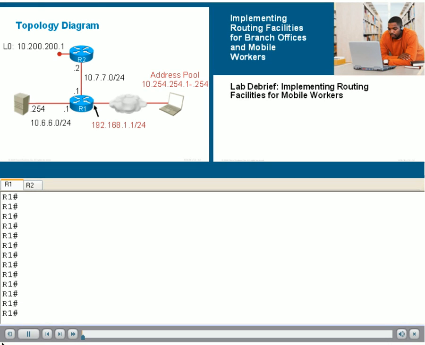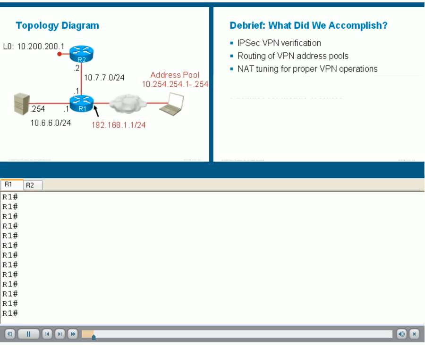Our Implementing Routing Facilities for Mobile Workers ELT lesson offered the opportunity to create and deploy an implementation plan for mobile workers connectivity under several related scenarios. In this lesson, we will review our demonstration and try to reach some conclusions. Let's debrief. Our demonstration provided a quick overview of mobile worker connectivity from the perspective of routing facilities.